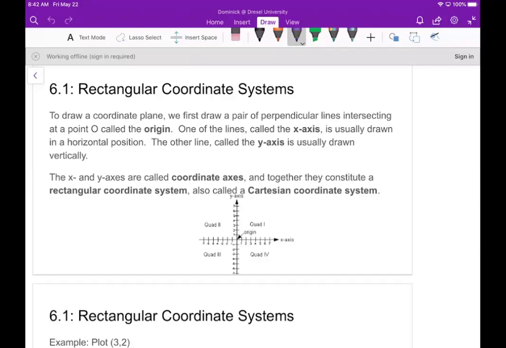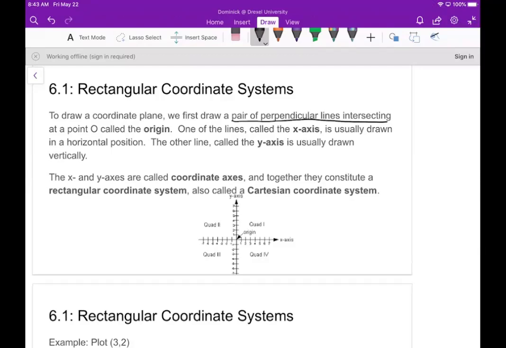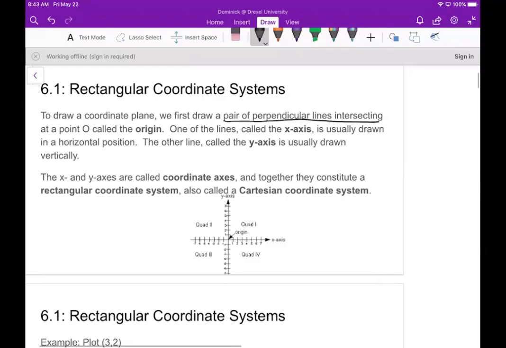Just to talk about some of the basics of graphing, to draw a graph, the first thing you do is you draw a pair of perpendicular lines, right? I'll do this off to the side, even though we have a diagram already here. So your perpendicular lines would look something like this. And where they intersect, we refer to that as the origin. Usually the horizontal axis we refer to as the x-axis, and the vertical one we refer to as the y-axis.